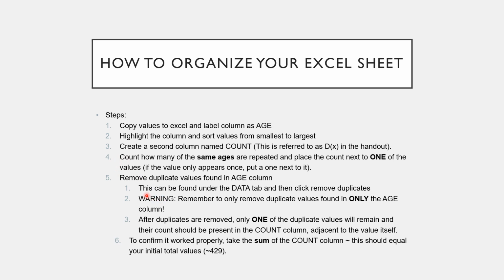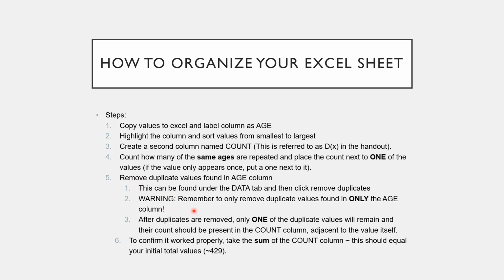And how you're going to do that is in Excel, you have a data tab. You're going to click on your data tab, and within the data tab, you'll see that there is an option to remove duplicates. Once you click on that, it's going to pop up a second screen, and it'll ask you what you want to remove duplicates in.